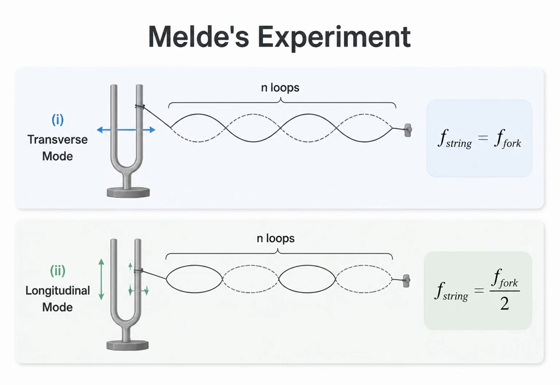Melde's experiment provides a striking visual demonstration of stationary waves on a string. A light thread is attached to an electrically driven tuning fork. Interestingly, the behavior changes depending on the orientation of the fork. When the fork vibrates perpendicular to the string, the string's frequency matches the fork's. But when the fork vibrates parallel to the string, the string is slackened and tightened once per cycle, meaning it vibrates at exactly half the fork's frequency, producing half the number of loops.